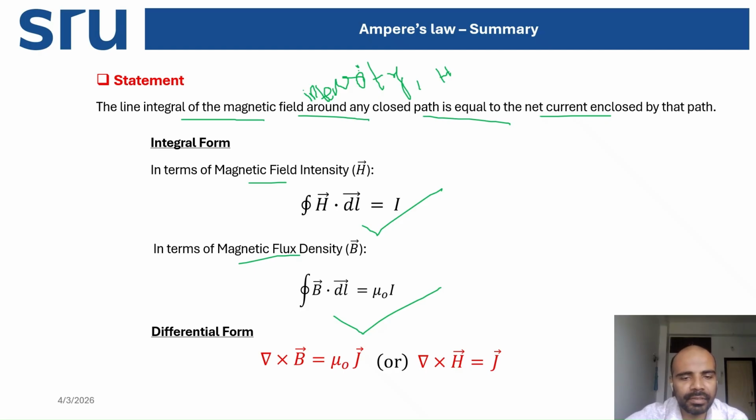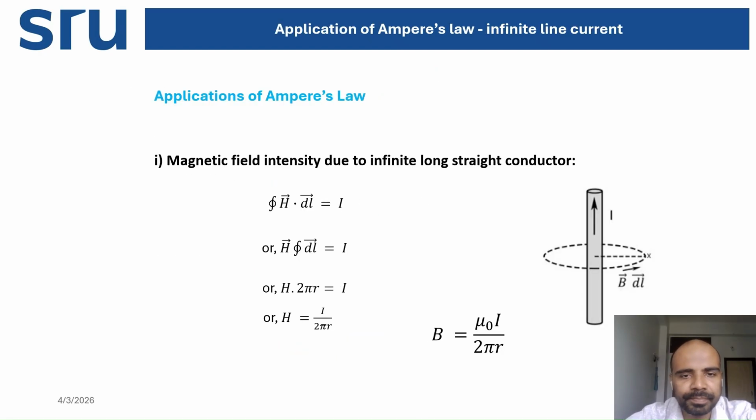And these are the differential forms of Ampere's law. In terms of magnetic flux density, or magnetic induction, curl B equals mu naught J, where J is the current density, current per unit area. And in terms of magnetic field intensity, curl H is equal to J, where J is the current density. I hope it is clear now. Moving to the next slide.